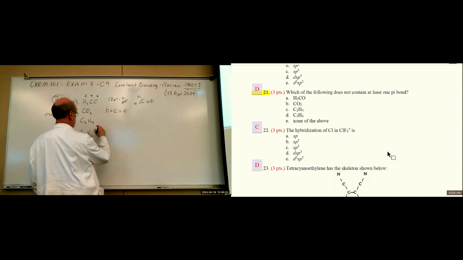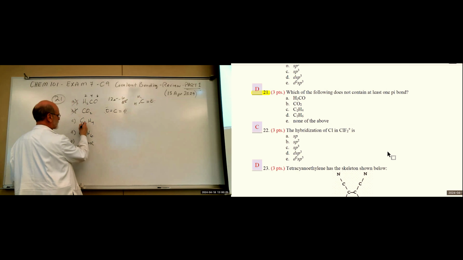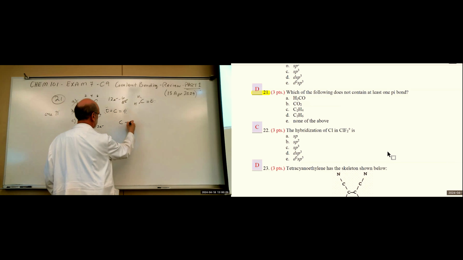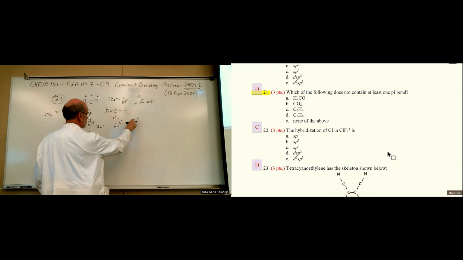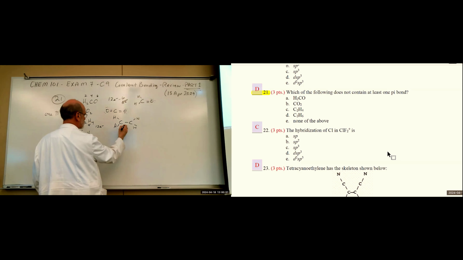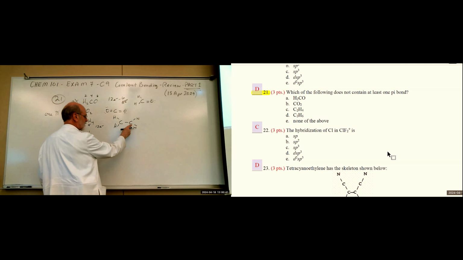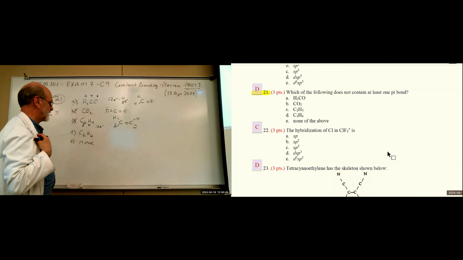How about this one? Let's see. I think we've done this one before, actually. 2 times 4 is 8, plus 4 is 12 electrons. We have a carbon, 4 hydrogens. 2, 4, 6, 8, 10. So we have 2 electrons that have to go somewhere. Now we make an octet, make a double bond out of those. Right? That's got a pi bond in it.